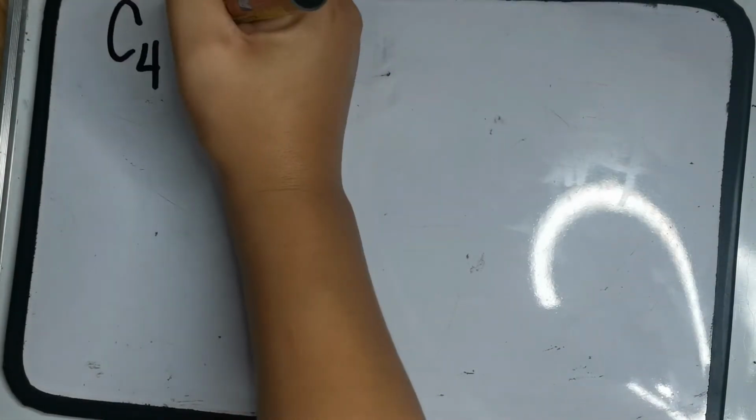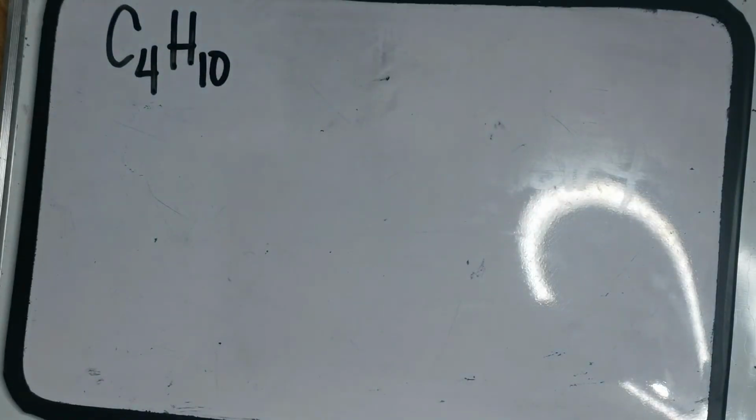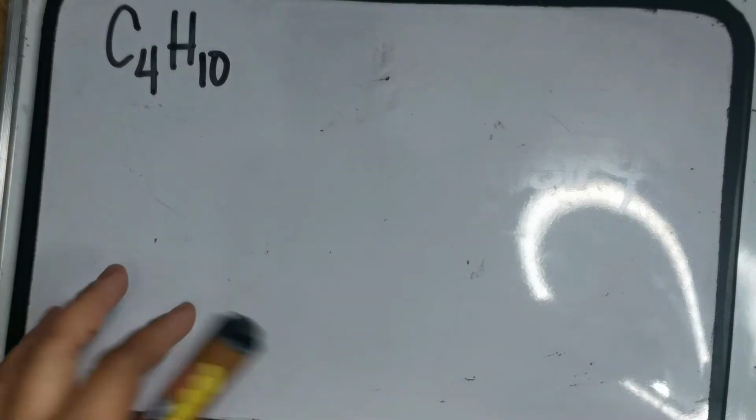So let us have an example of C4H10. Okay. So we have C4H10. So C4H10 is the typical molecular formula that we always see. So usually we see it in a textbook. So makikita natin to. So ito yung tawag dito is a molecular formula.